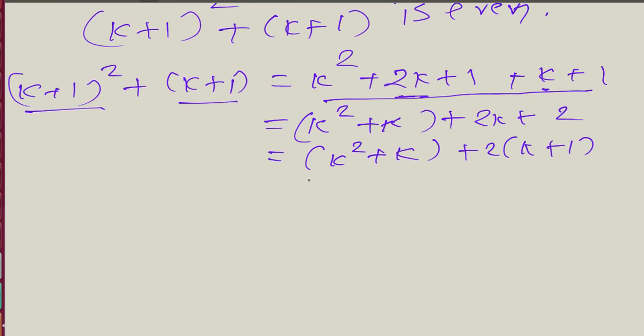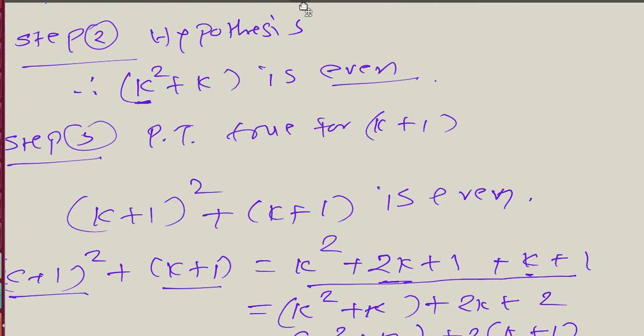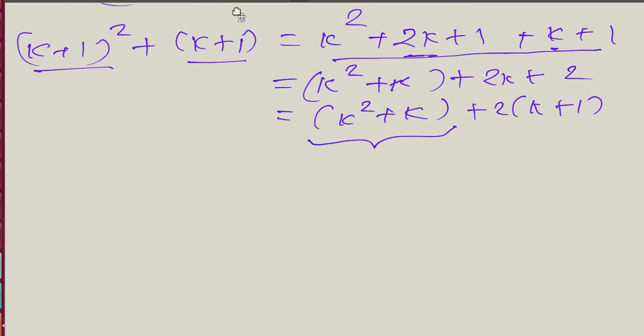Now, this term k² + k is even from the hypothesis. In the induction hypothesis, we assume that this term is even. If this term is even and this term is also even, because 2 is one of the factors of this term, that means this term is divisible by 2, so it is also even. So this is the addition of evens, and the addition of evens is even. That's why the complete term is even.